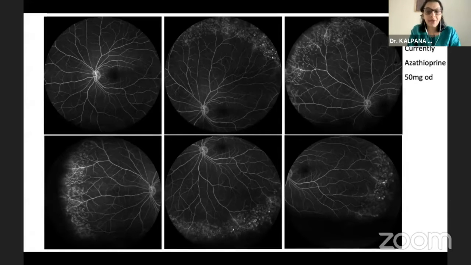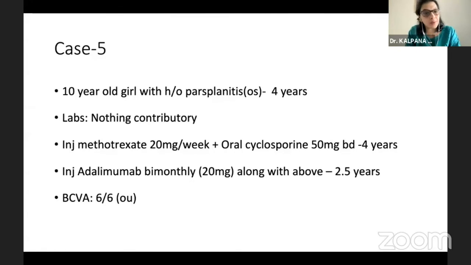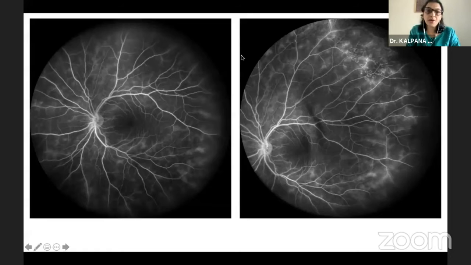And we thought we had achieved everything until we stumbled upon this case, which was a 10-year-old girl with history of pars planitis since 4 years. Labs were not contributing much. And she was already on methotrexate and oral cyclosporin for 4 years. Parents were already frustrated. And she was also receiving adalimumab bi-monthly since 2.5 years. What was interesting was the inflammation was only in one eye, and her best corrected visual acuity was 6/6 in both eyes. So this was a fluorescein angiography picture.